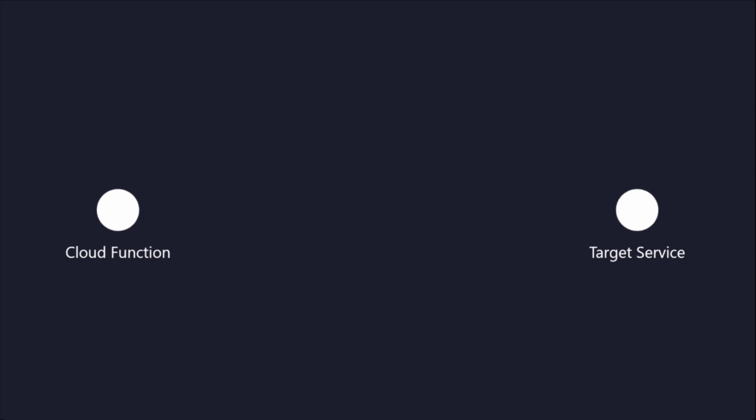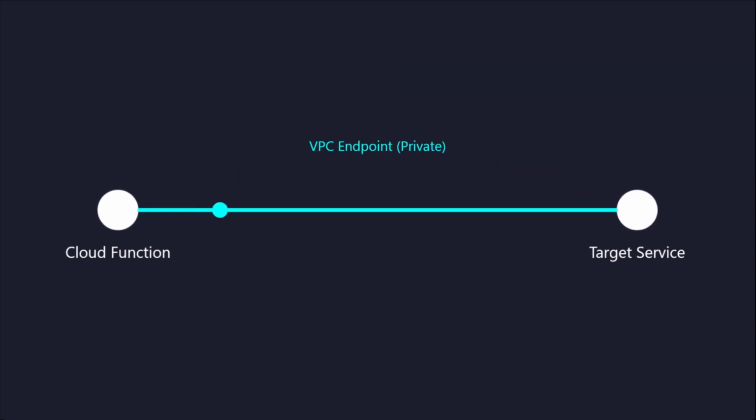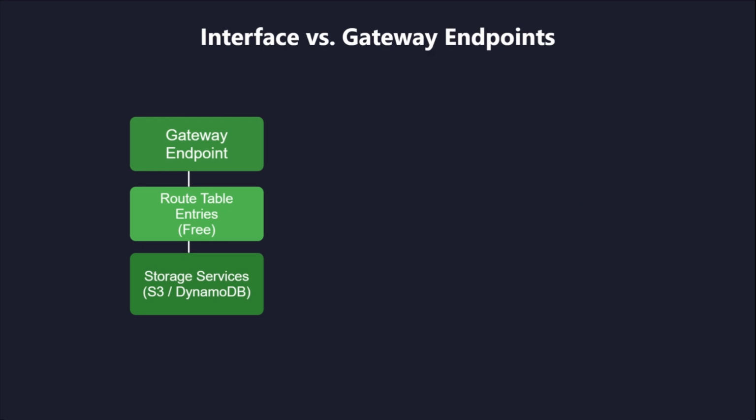Instead of a costly gateway for every service, use virtual private cloud endpoints for internal communication. These endpoints allow your function to reach other cloud services over the private backbone, avoiding the latency and data transfer costs associated with the public internet path.